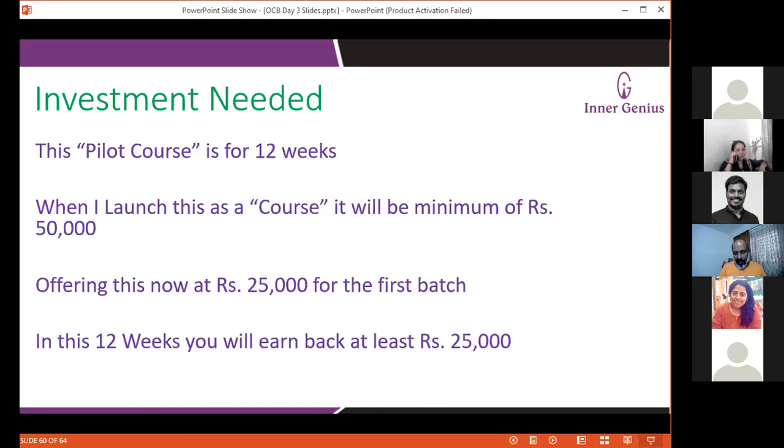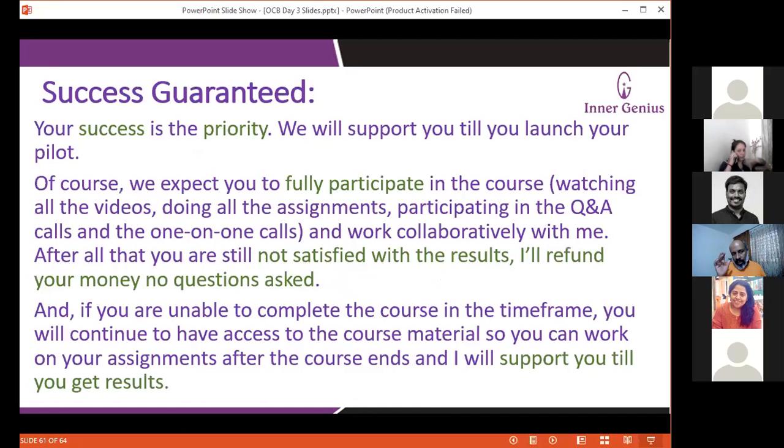If that is not enough, I'm also going to give you a guarantee. This guarantee goes like this: your success is the priority. We'll support you till you launch your pilot, even if it goes beyond 12 weeks. Of course, we expect you to fully participate. That's the condition in the course. That is watching videos, doing the assignments, participating in the question-answer calls and the one-to-one calls, and working collaboratively with me.